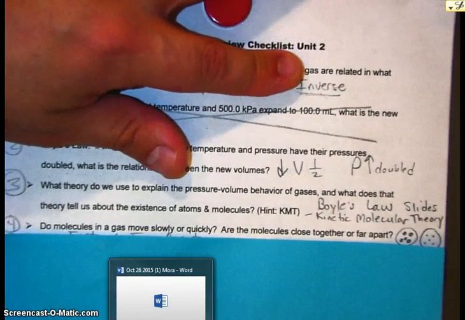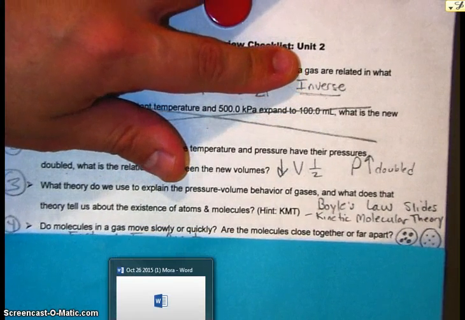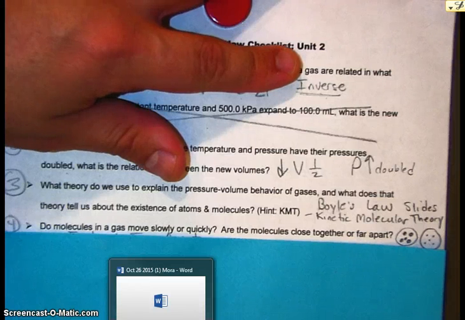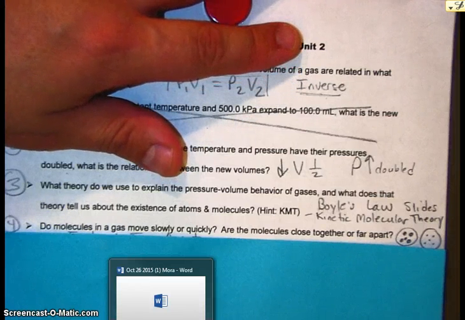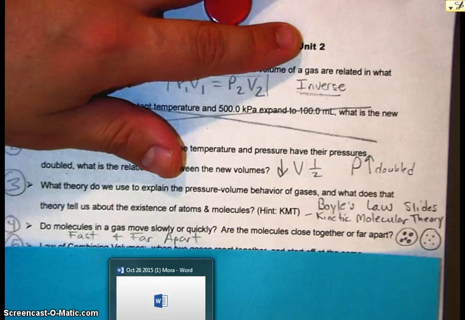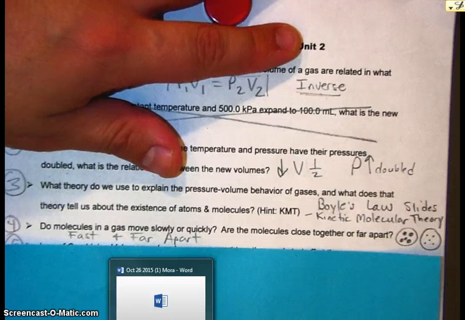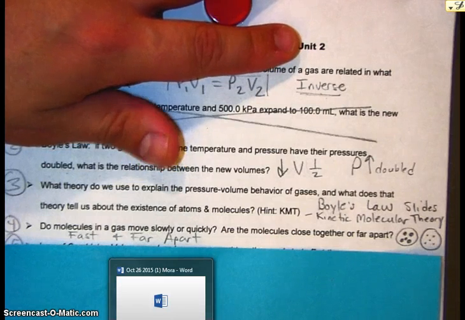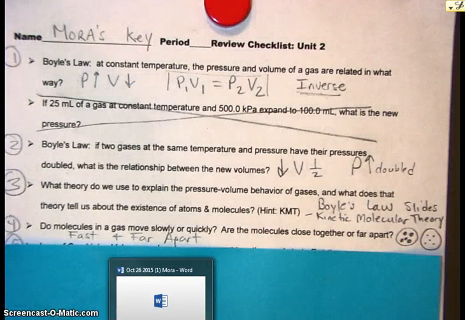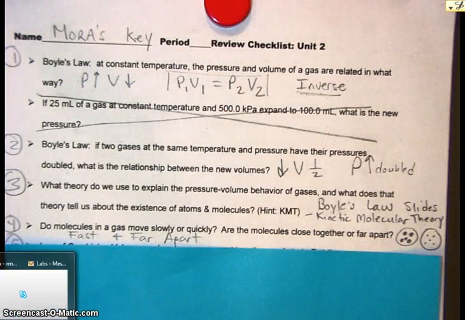Okay, question number 4 says, do molecules in a gas move slowly or quickly? Are the molecules close together or far apart? Well, they are fast moving and they are far apart. That is true for all gases, especially if you change the temperature and pressure on them.